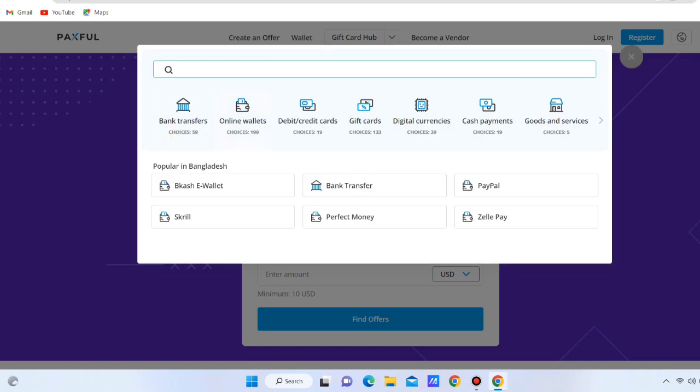Now pay with bank transfers, online wallets, debit and credit cards, gift cards, digital currencies, cash payments, goods and services. Okay, popular in Bangladesh: bKash e-wallet, bank transfer, PayPal, Zelle, Perfect Money, Skrill.